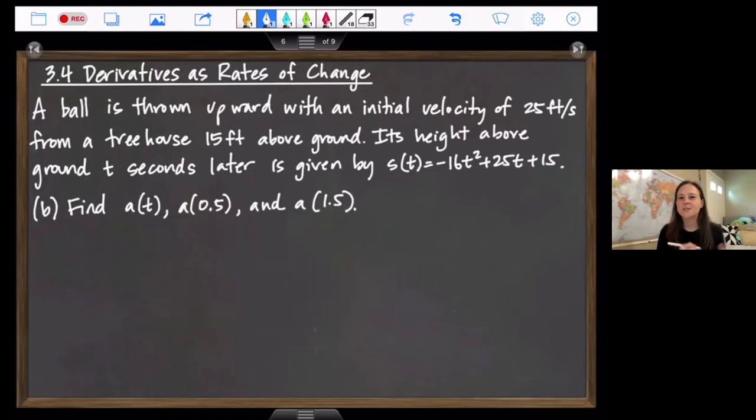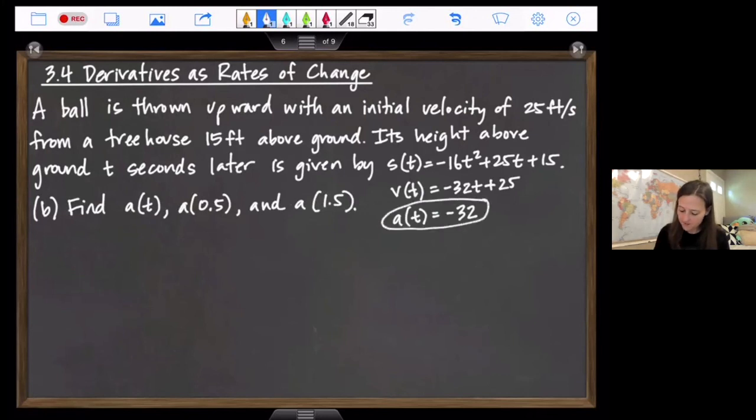Second question they ask with the same setup, let's find our acceleration function. So remember that our velocity function was negative 32t plus 25. Our acceleration function is just going to be the derivative of that. It's going to be the derivative of negative 32t, which is negative 32. Derivative of 25 is just 0. All right, and there's those negative 32 feet per second squared that I mentioned earlier in the video. Anytime gravity is responsible for the acceleration, it's always going to be negative 32 feet per second squared. All right, so that's our acceleration function.